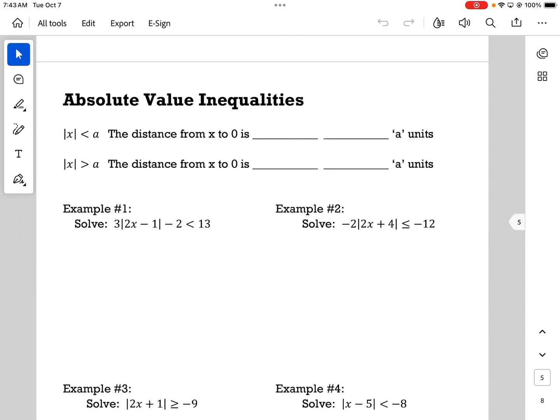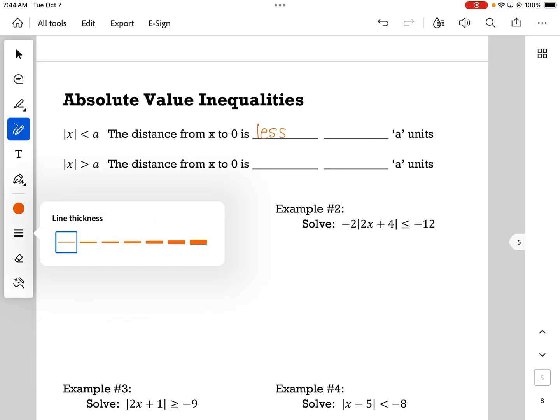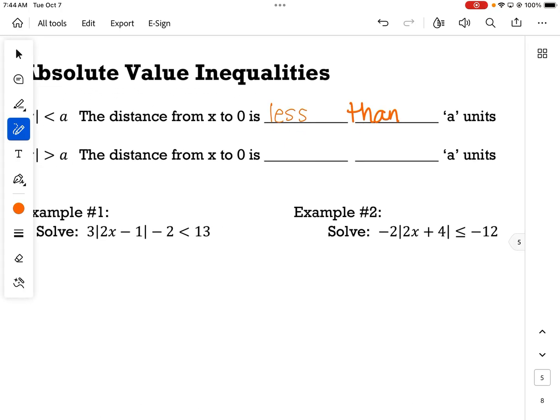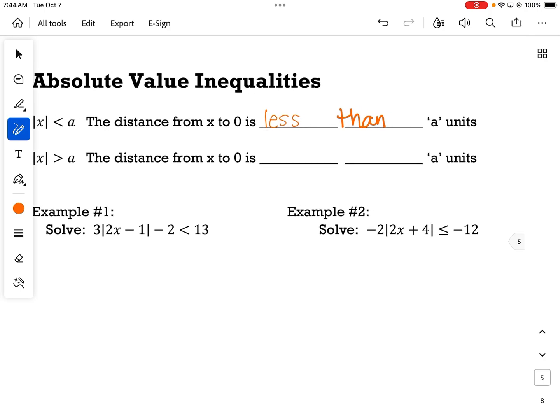Okay, we are going to combine absolute values and inequalities together and solve absolute value inequalities. So the absolute value of x is less than a means it's the distance from x to 0 is less than a units. When we have it set up like that, where you have your absolute value, you have the less than, and then you have something on the other side.